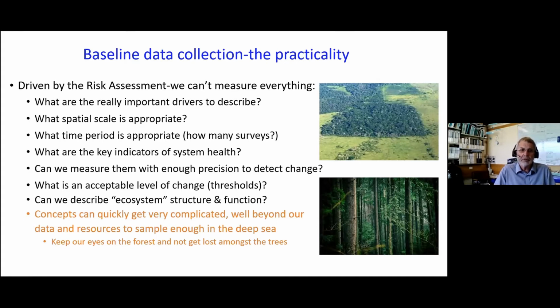So we've really got to look at what are the really important things we've got to describe: the drivers, the spatial scale, the time period, how many surveys do we need? What are the key indicators we would want to look at? Can we measure them with enough precision to actually detect change? What is that acceptable level of change, coming back to thresholds which have been mentioned? And can we describe ecosystem structure and function, the sorts of things that Andrew was talking about on the first day?